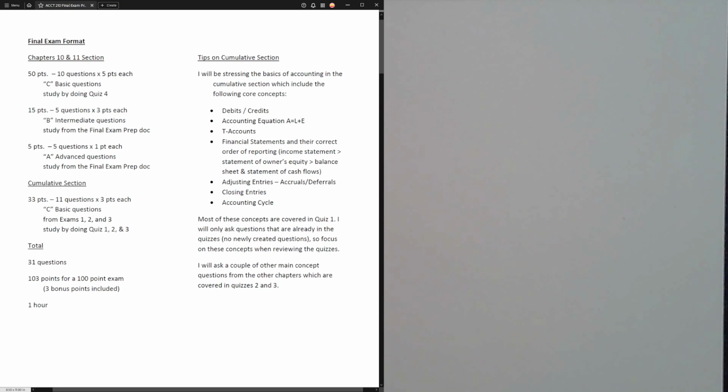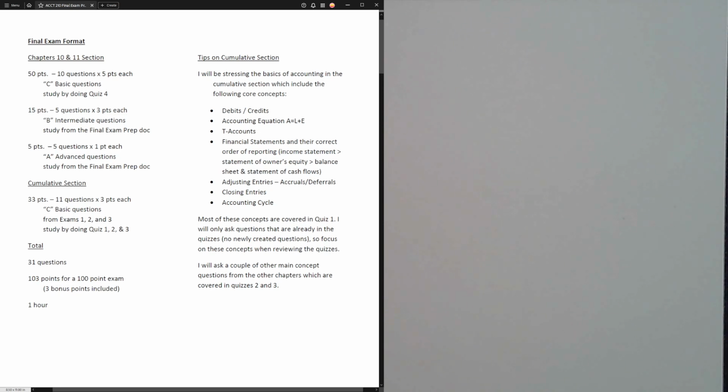Well, we've got a focus section on chapters 10 and 11. And just like before, we're going to have a certain amount of C, B, and A questions for chapters 10 and 11. The C questions are going to be taken from the quiz. Quiz 4 is up and is doable. Please do it as many times as necessary to be familiar with the content there. That's the word I was looking for.